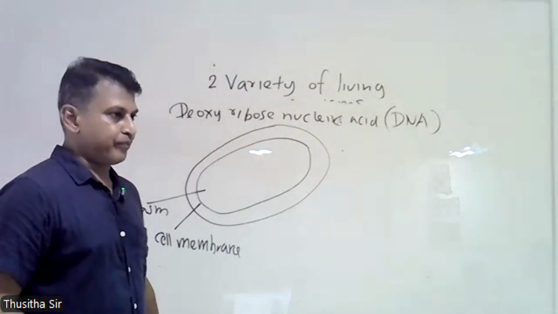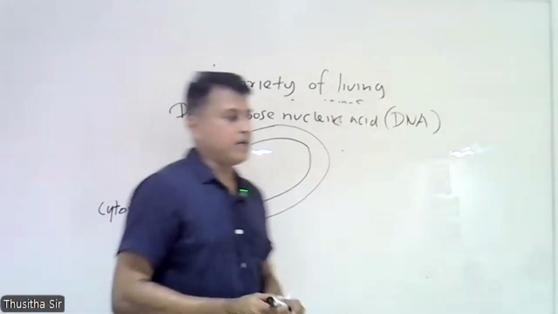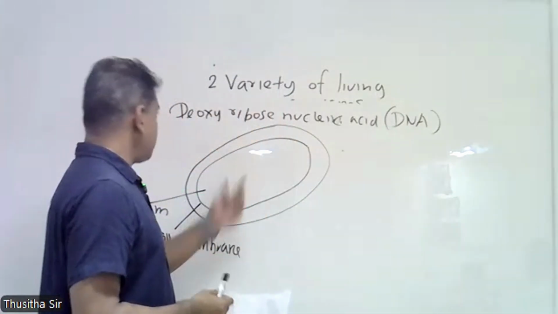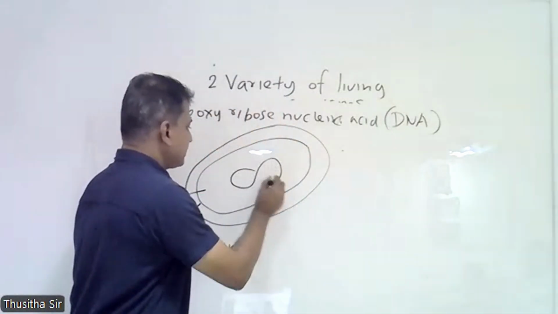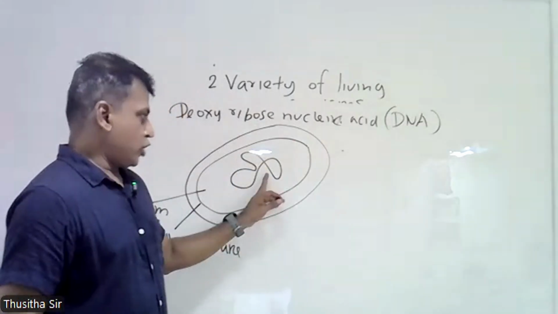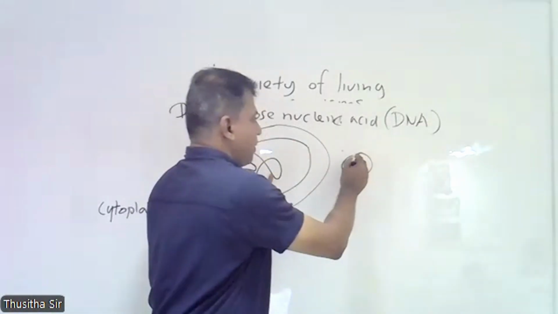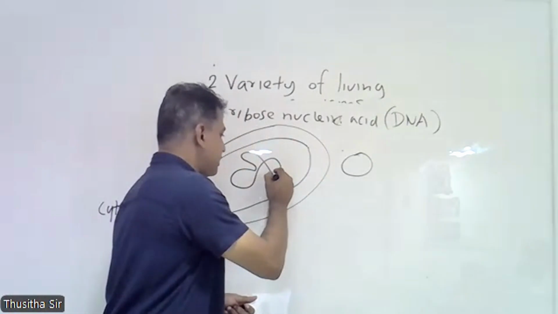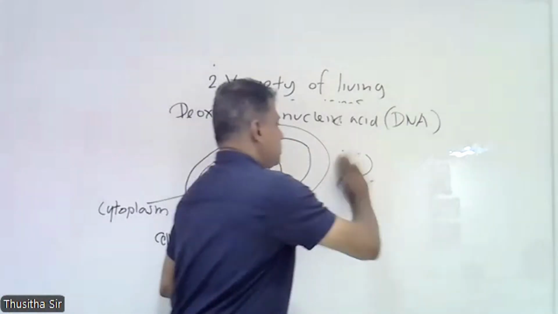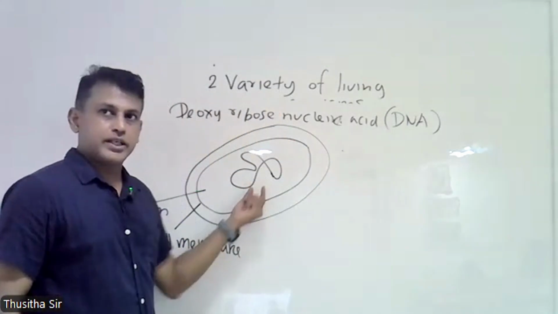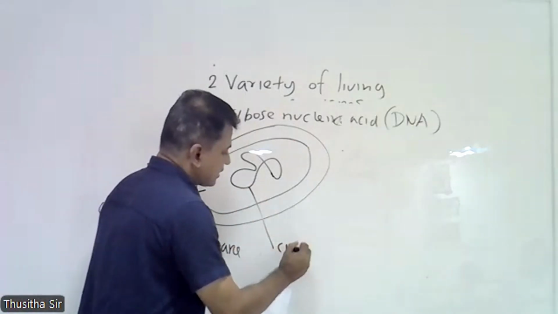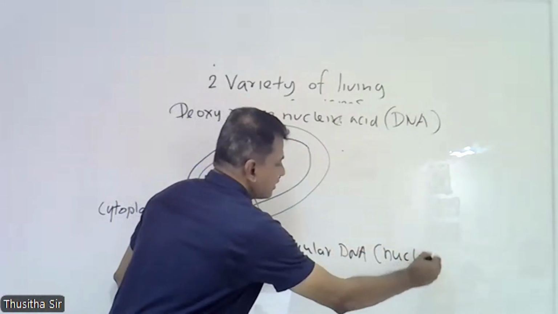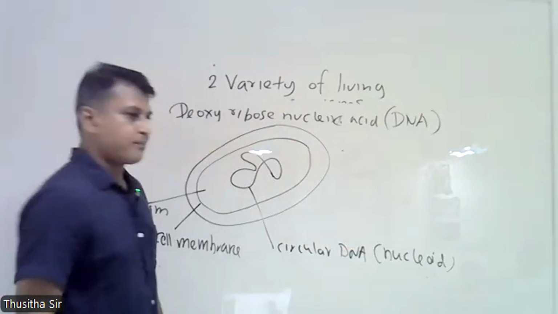The abbreviation is DNA, right? Now the shape of the DNA molecule for the bacteria is circular. You don't see a circle like this, but it just turns around and there's no end. No end means it's circular. So this bacteria has a circular DNA, also called nucleoid.